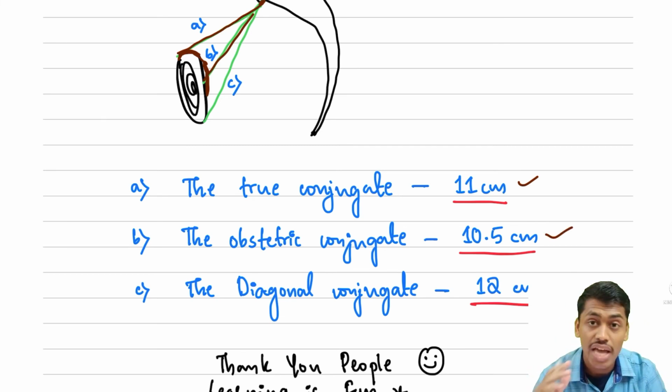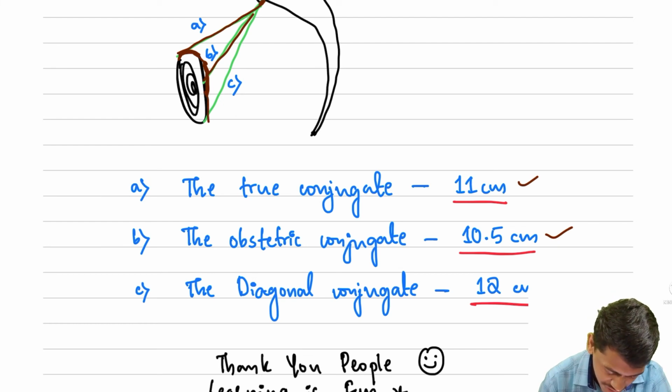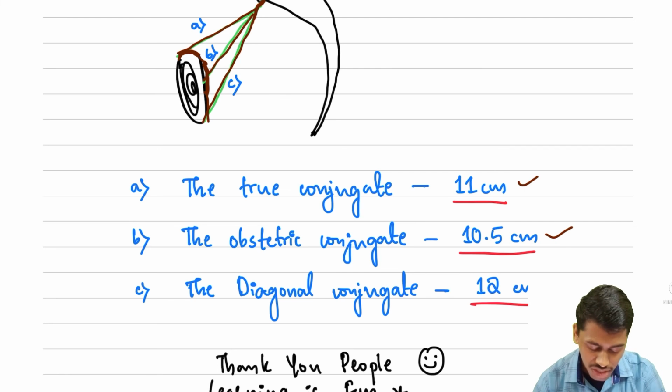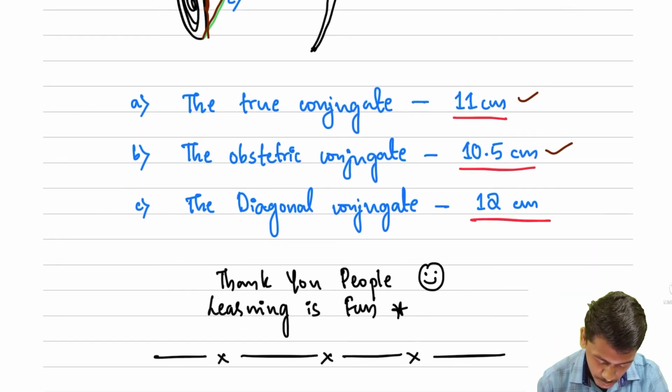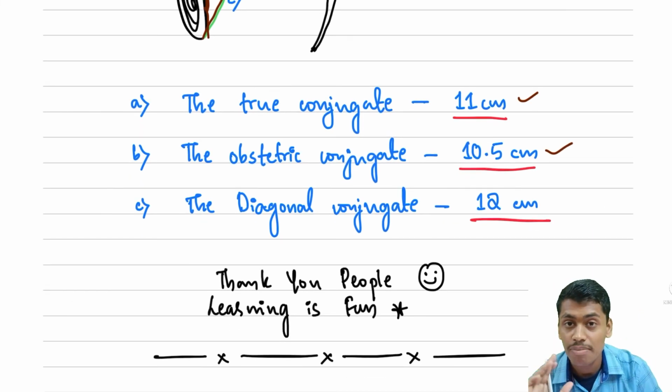And finally, we have the diagonal conjugate. As you come down, there is a depression here, and as you can clearly see, this is going to be the longest of all the 3 conjugates, and the diagonal conjugate is going to measure up to 12 centimeters. So what are all the 3 important conjugates? We have the true conjugate measuring 11 centimeters, obstetric conjugate 10.5 centimeters, diagonal conjugate the longest, which is going to be 12 centimeters.